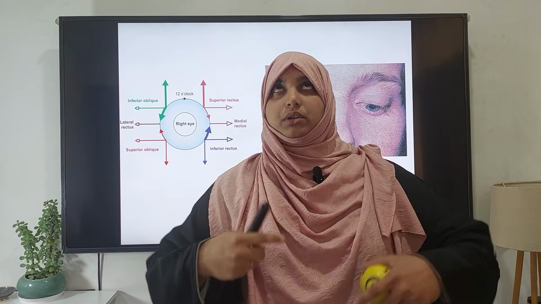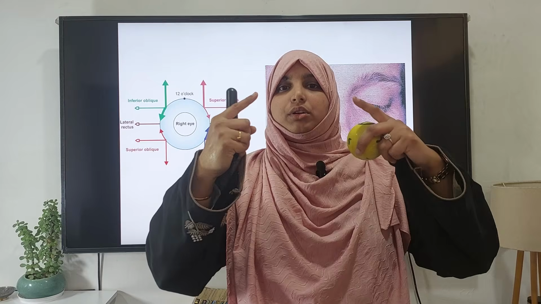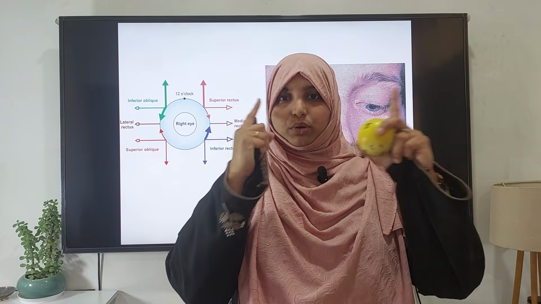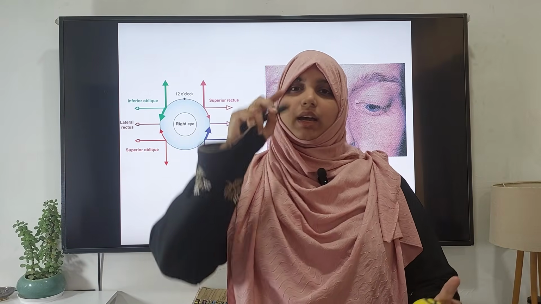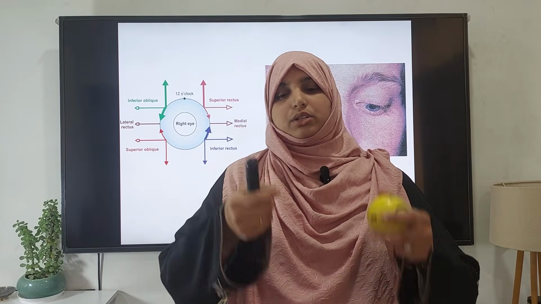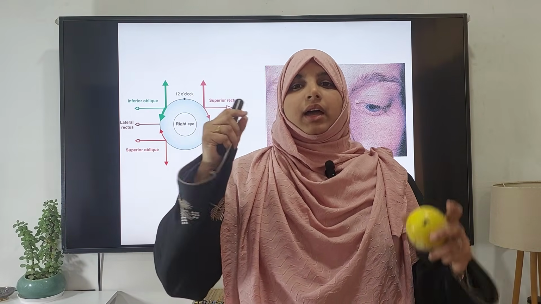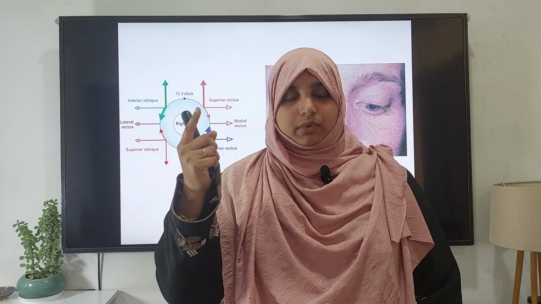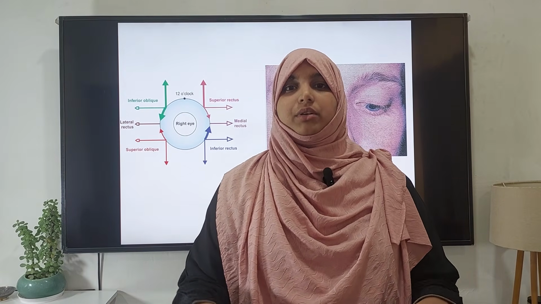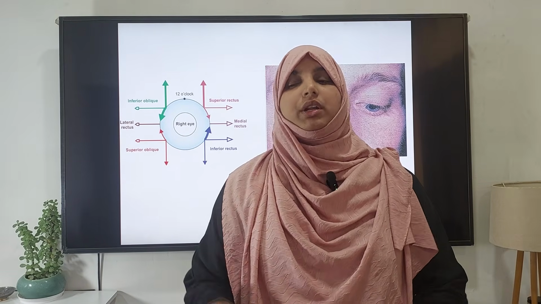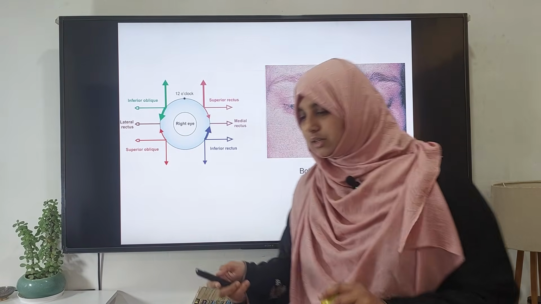Now if I want to see above, there is going to be contraction of two muscles in both the eyes. Number one, superior rectus. If it is coming superiorly, it's going to pull. That's default. Another muscle is the inferior oblique muscle. And if you want to look downwards simultaneously, we are going to have the inferior rectus and the superior oblique of both the eyes acting together.